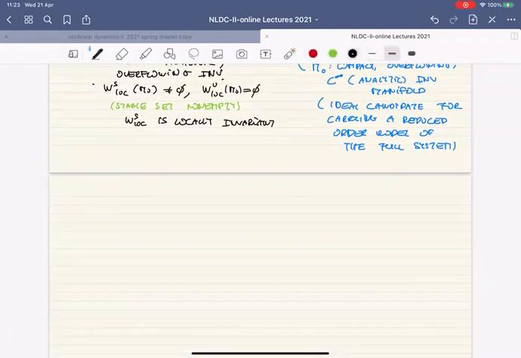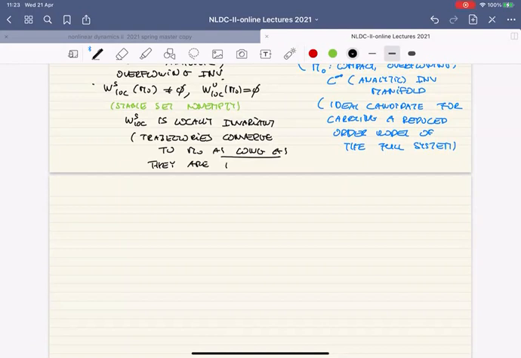And again, that would have a more general definition, but it means trajectories converge to M naught as long as they are in this interesting set.